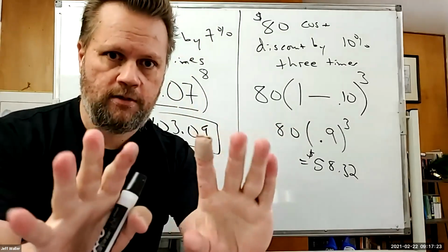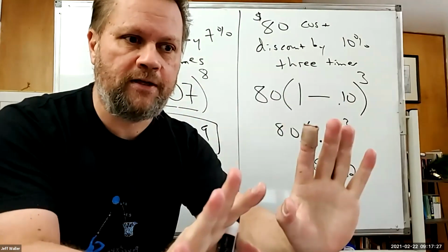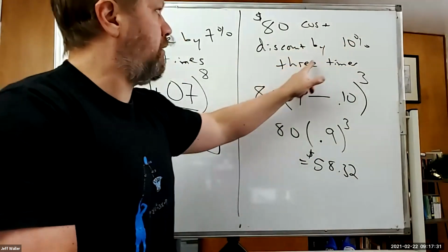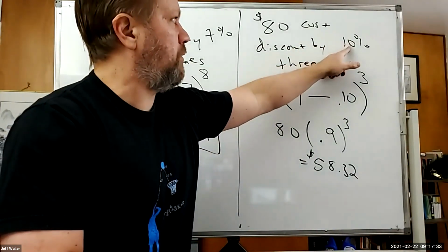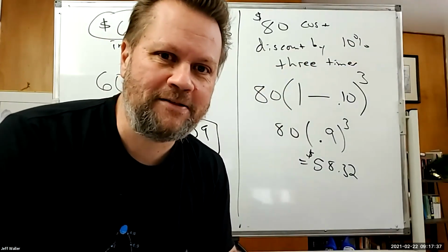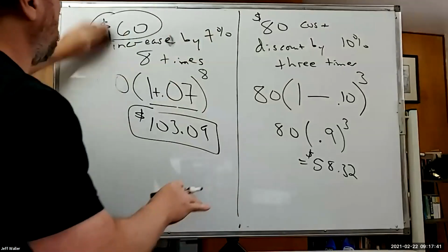Now, let me see if I could push this last problem. I'm going to go one step further with this. If I discount by 10% 3 times, is that a 30% discount? No, it isn't. Right? We've talked about that before.